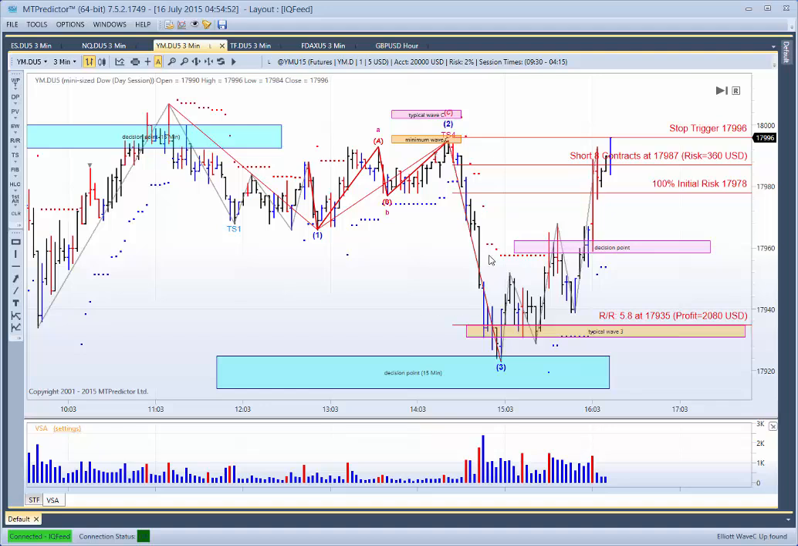So in other words, that would have taken the trade to be a much larger profit, approximately 5.8R, or you may have even wanted to run it a little bit further into the large degree support zone.